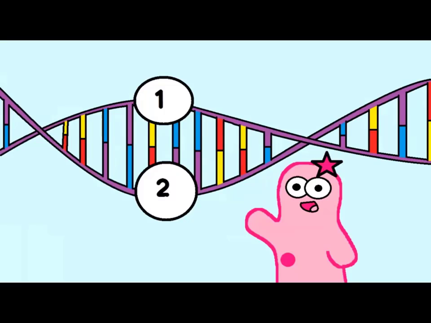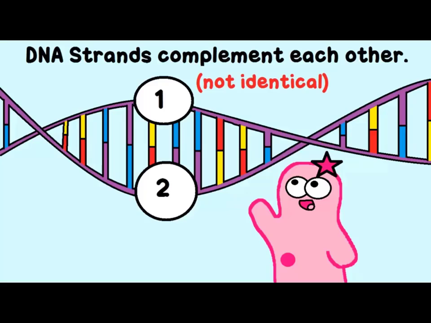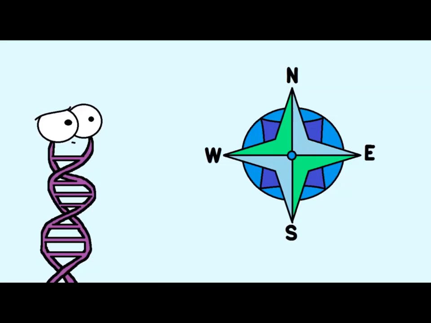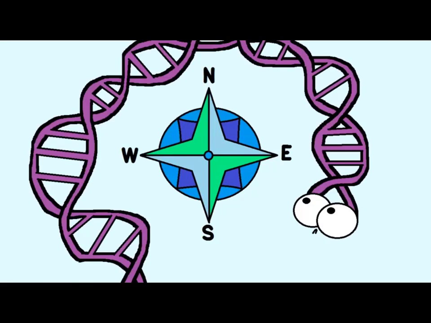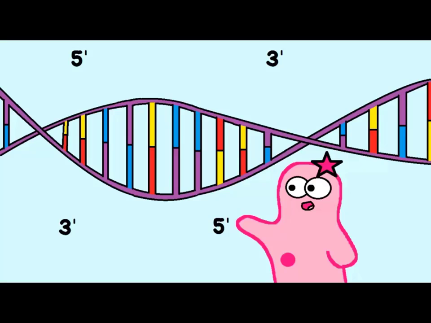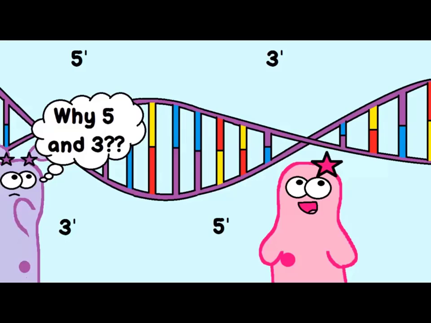Now, you have two strands, right? They're not identical. Remember, they complement each other. They also are anti-parallel, so that means they don't really go in the same direction. With DNA, we don't say a strand goes north or south. The directions for the DNA strands are a little different. We say that DNA either goes 5' to 3' or 3' to 5'. This can seem very confusing. What in the world does that mean?